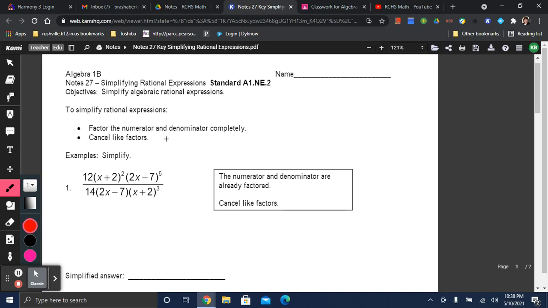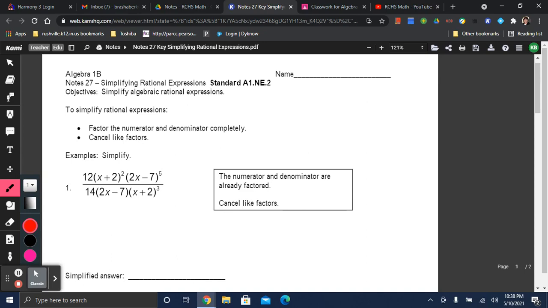So we need to create the polynomial in the form of factors rather than just addition and subtraction signs. And then we'll be able to cancel like factors from the numerator and the denominator.